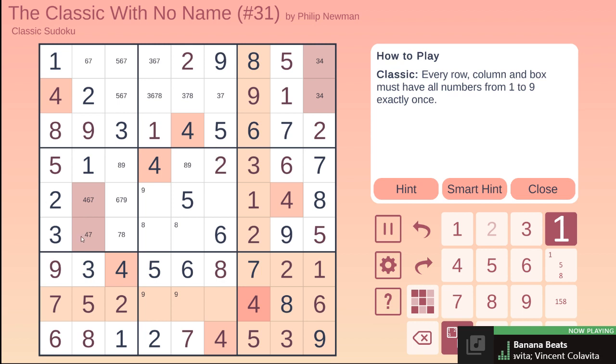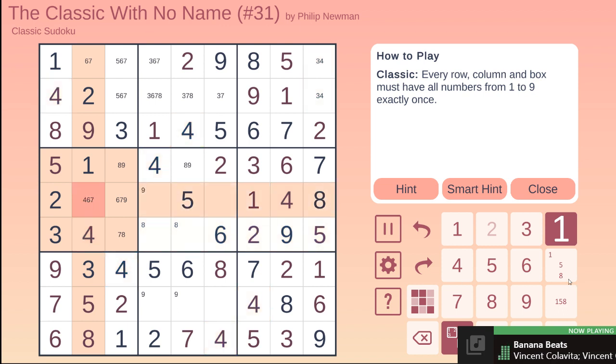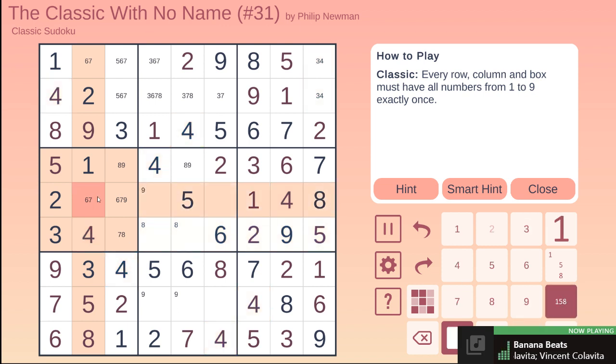Where's my other 4? It's right here. This obviously is not a 4. This is a 6 or a 7. 6, 7, 9, 8, 9, 7, 8. Great. This is a 6, 7 pair with that. That's all good. Okay.